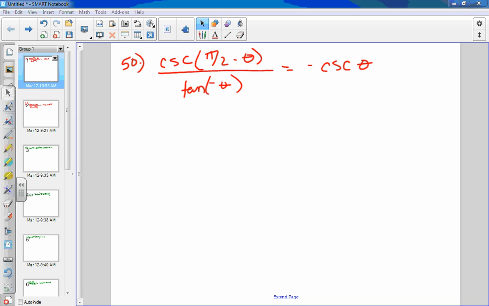Okay, make sure you're on page 340. On page 340, what's the first thing that you think you should do? What is the cosecant of 90 minus theta? What is that equivalent to? That's going to be equivalent to your secant of x, yes? Secant of theta here. And what is tangent of negative theta?